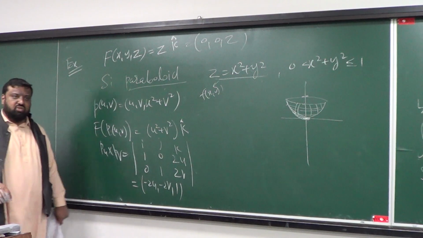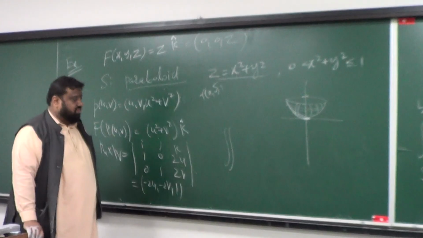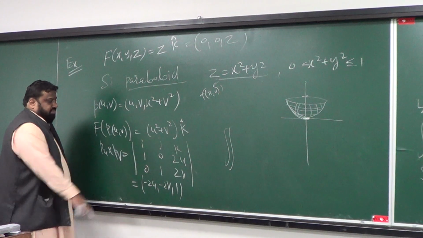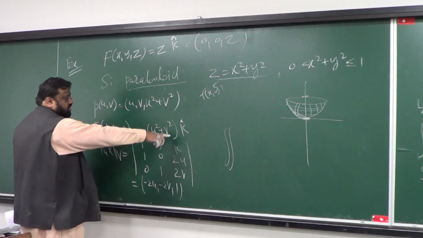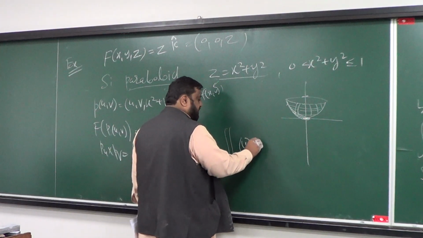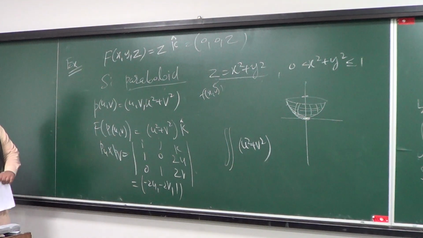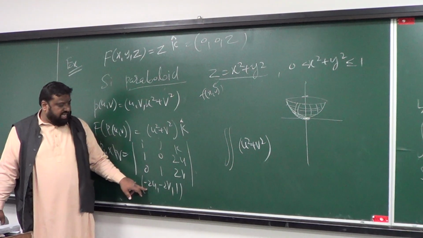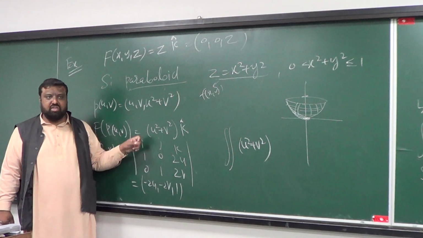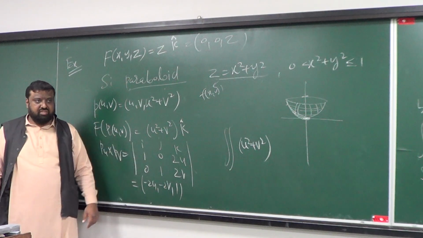So I need to integrate it. So what would be f dot p_u cross p_v? The other two components would be 0, so it's going to be 1 times u square plus v square, so it would be simply u square plus v square. Think about it. It has 3 components i, j, k, but the i and j components are 0 here. In the dot product those two will go away and the k's will be multiplied with k's, and you're going to get this.